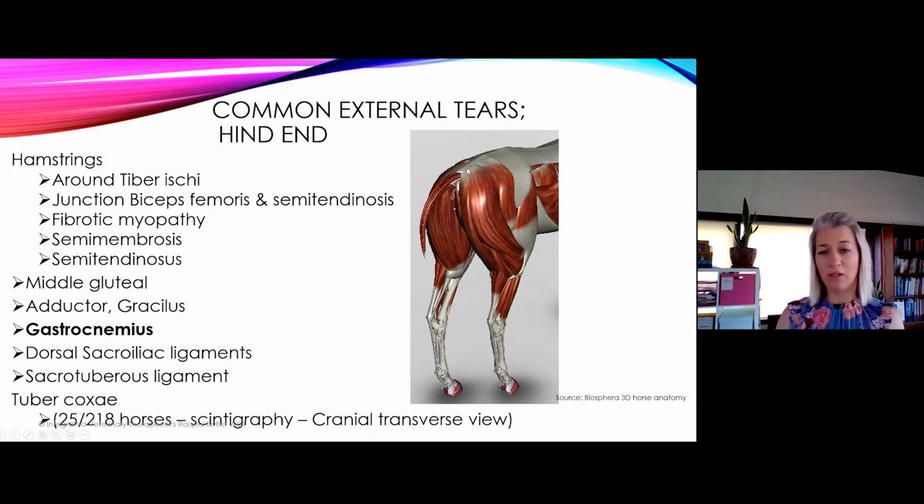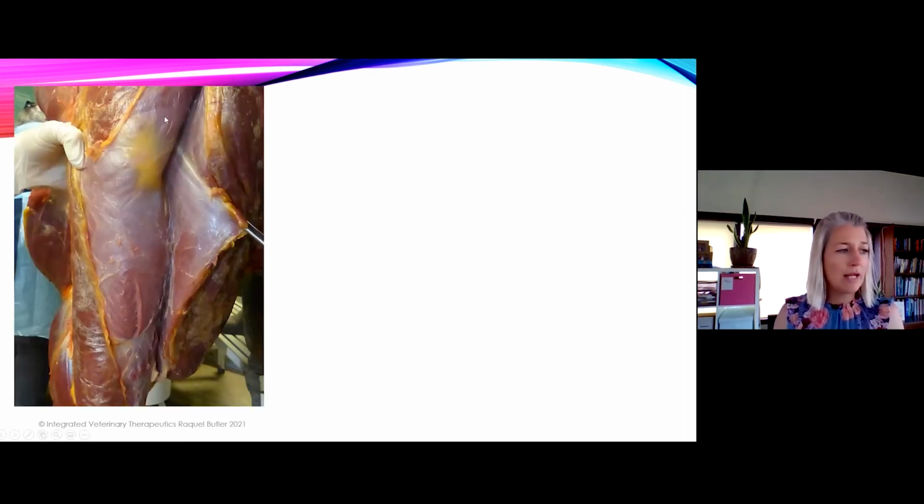And this pelvic function is just so important. Other ways that they can damage the tuber coxae is falls on their side, and they can fracture the tuber coxae, and that's going to have an effect on the muscles and cause muscle tearing around there as well. And we see that a lot under dissection, tears in all of these areas. So here is one, you can see this big wad of scar tissue. This is in the hind end of a horse.